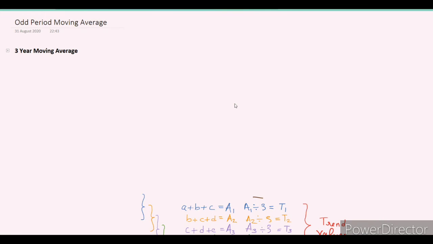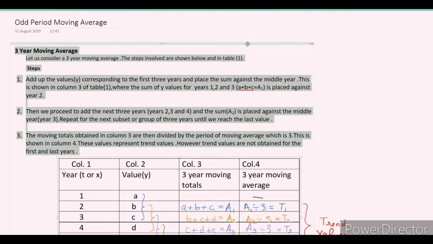So let us take a look at how to find the trend values when the period of moving average is odd. Let's say if you're given a 3-year moving average, a 5-year moving average, a 7 or 9-year moving average, and so on. So we'll start with the 3-year moving average. We'll look at how to find the trend values.